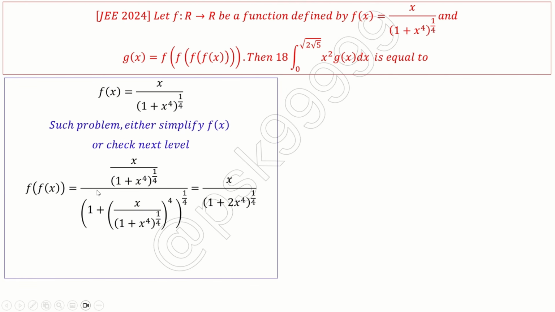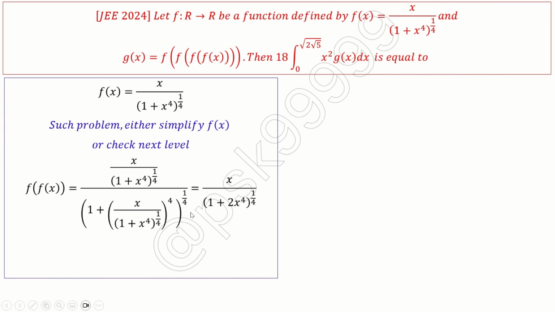My f of x is nothing but I have to replace x with the same full expression again. So x by (1 plus x to the power of 4) whole to the power of 1 by 4, divided by 1 plus (x by (1 plus x to the power of 4) whole to the power of 1 by 4) whole to the power of 4, and this complete power 1 by 4. If you simplify this completely, this is what you get: x by (1 plus 2x to the power of 4) whole to the power of 1 by 4.